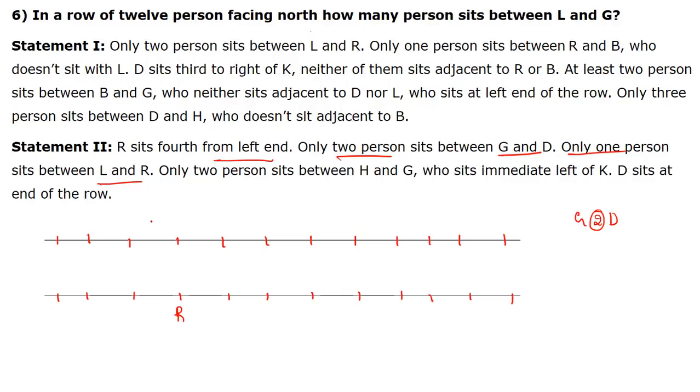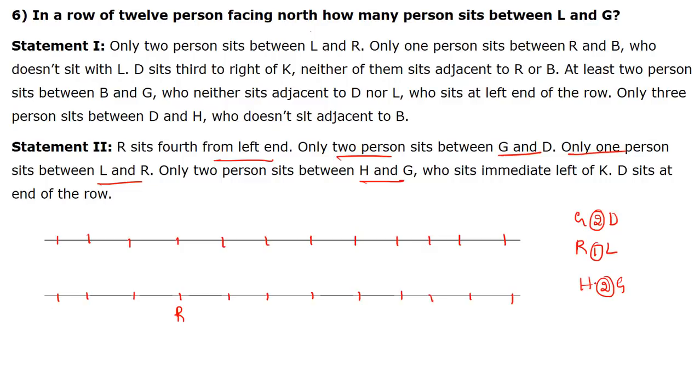The next one is only 1 person sits between L and R. So between L and R there is a gap of only 1 person. R is here, 1 person, L can be here. Let me write it here. Between R and L there is a gap of only 1 person, but we are not sure, so I am just going to keep it on hold. The next one is only 2 persons sit between H and G. So between H and G there is a gap of only 2 persons.